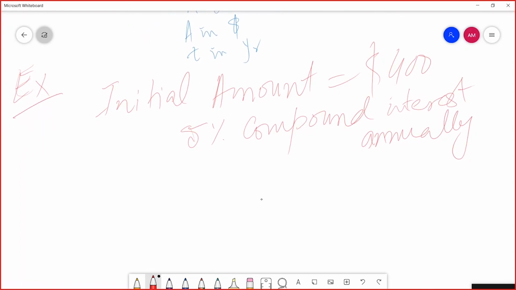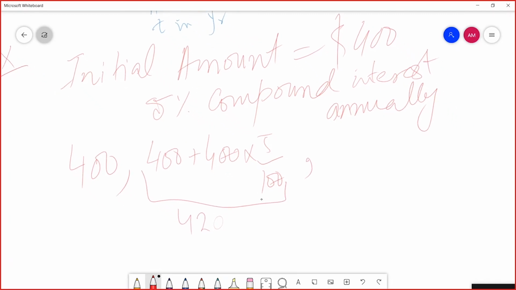So it's 5%. So 400, the initial amount is... So after 1 year, what would be the amount? 420. Yeah, 400 plus 400 times 5 over 100 because 5%. So this total becomes 420. You are right. What about the next year?